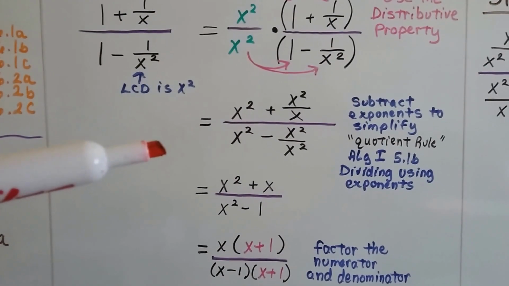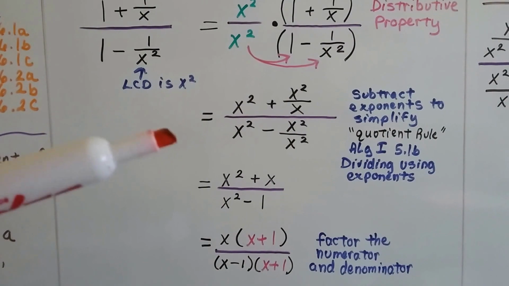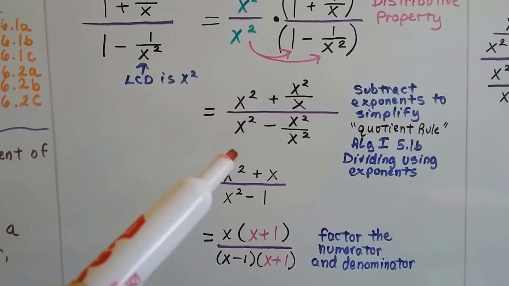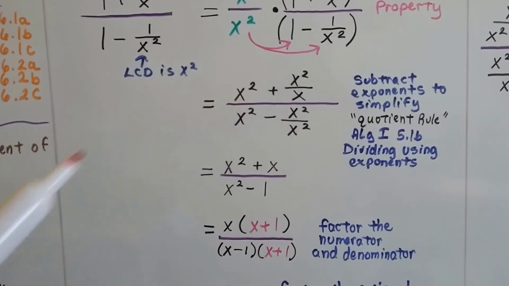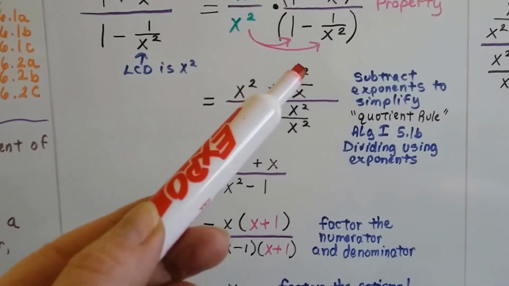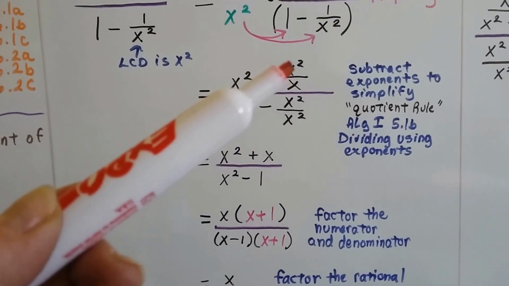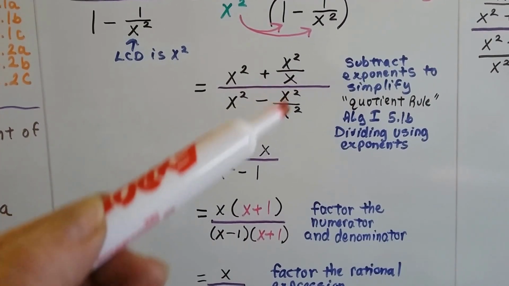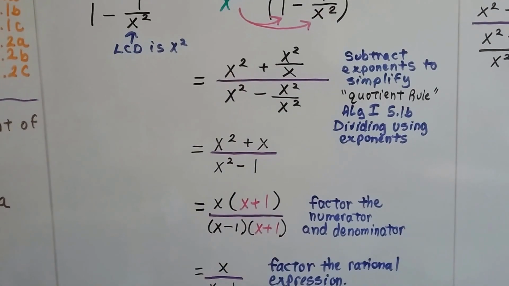Now, remember, we subtract exponents to simplify. That was the quotient rule. That's Algebra 1, 5.1b, and dividing using exponents. So this x underneath this x squared, we're going to subtract, aren't we? So we're going to get just an x. If you have x squared and you take away an x, you're just going to have an x. And for this one, that's a 1, isn't it? x squared over x squared makes a 1.